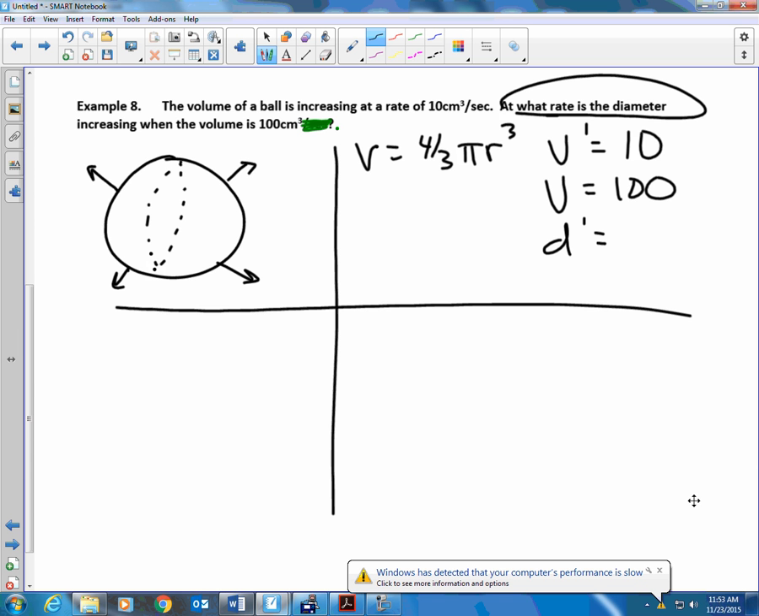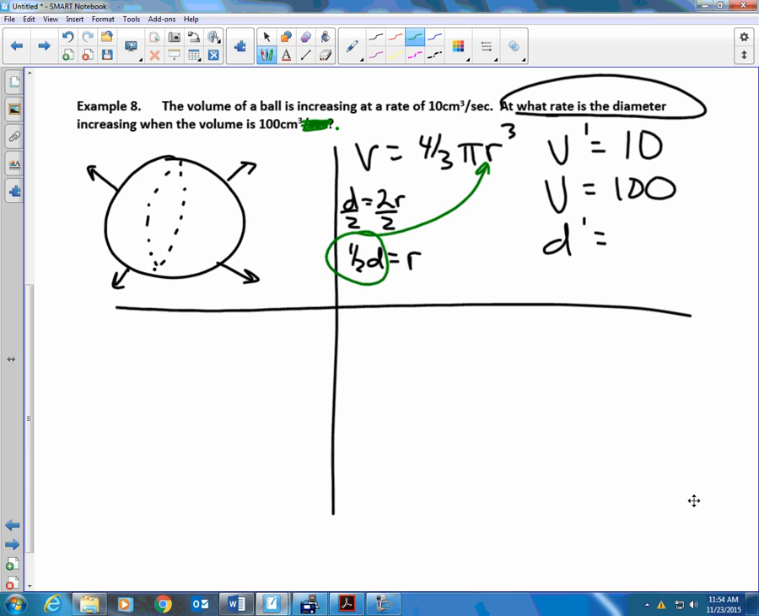We've got to write a formula for volume that instead of being in terms of R is in terms of D. So there's a relationship between R and D. Namely, that diameter is equal to how many radius? 2R. So divide by 2, and 1/2 of a diameter is equal to a radius. So I'm going to take this, and I'm going to substitute it in for R.